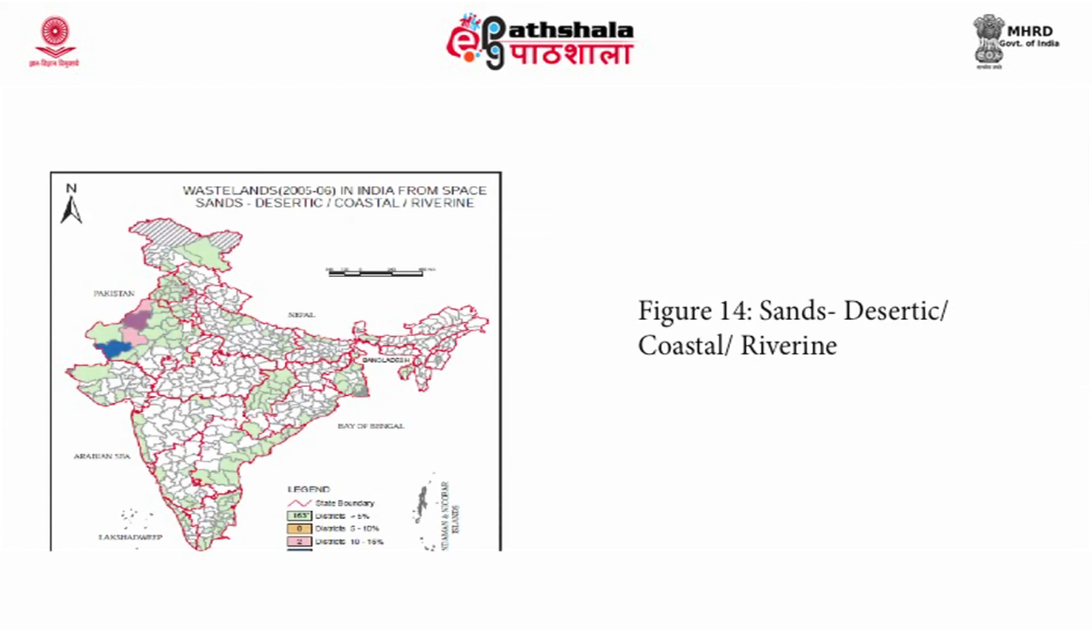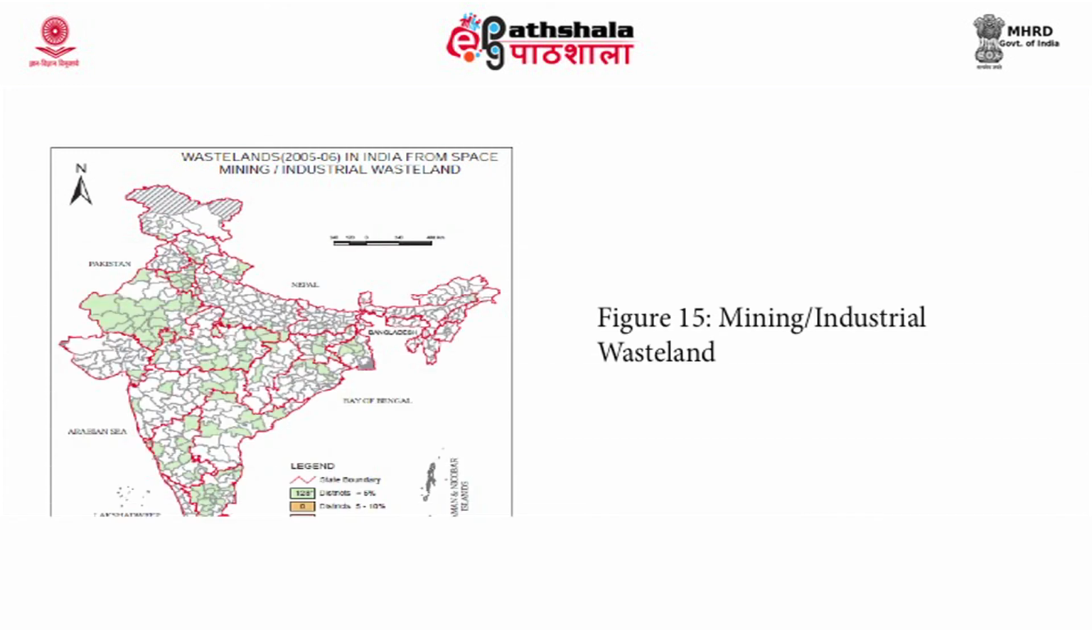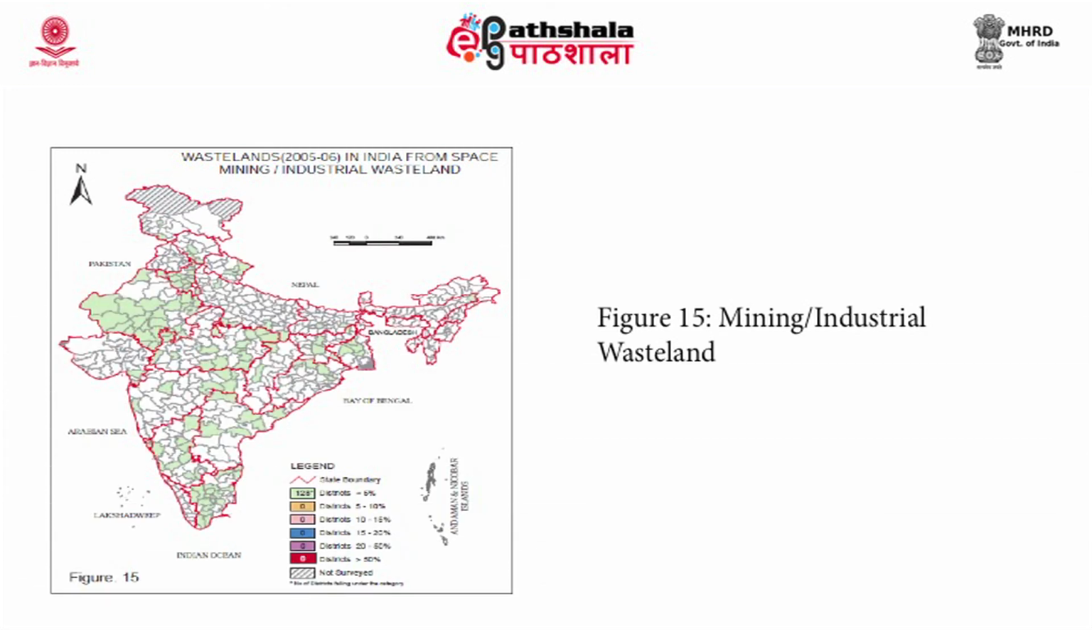The wasteland map that represents the sandy region such as desert, coastal or riverine areas shows 163 districts that is less than 5%, 2 districts between 10 to 15, 1 between 15 to 20 and 1 between 20 to 50. In the last map that shows mining or industrial wastelands, about 128 districts show wastelands that is less than 5%. It is important to mention here that all these maps have been taken from the Wasteland Atlas of India that was published by the National Remote Sensing Centre in 2010.